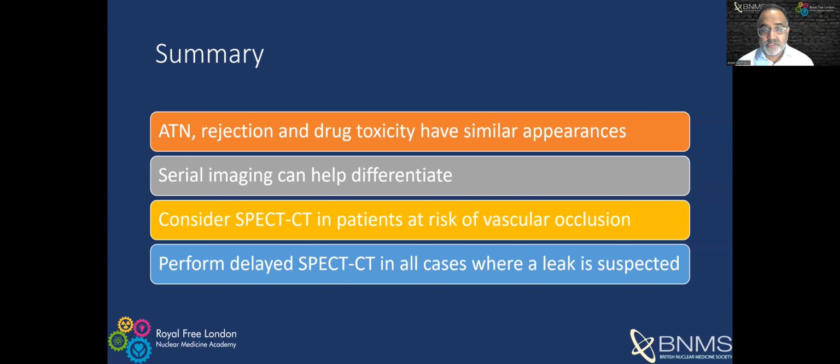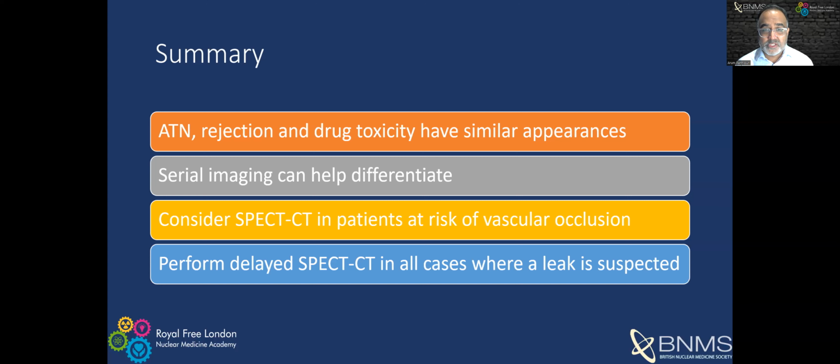With acute tubular necrosis, we would expect to see the function of the kidney improve. And I think another tip, if you can remember, is that if you are doing serial imaging, try and keep the y-axis of your time activity curve consistent between all your studies.